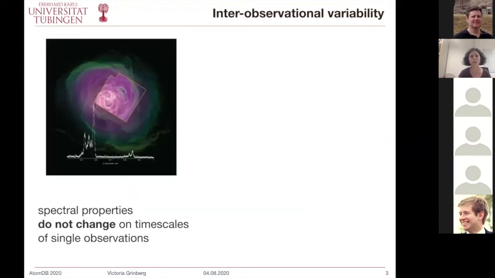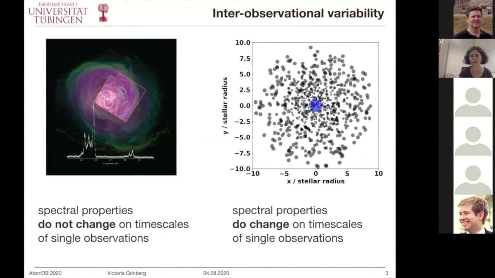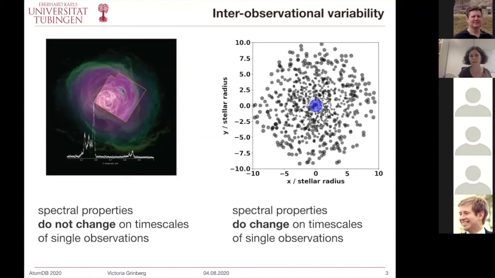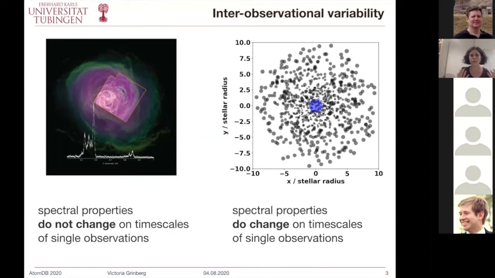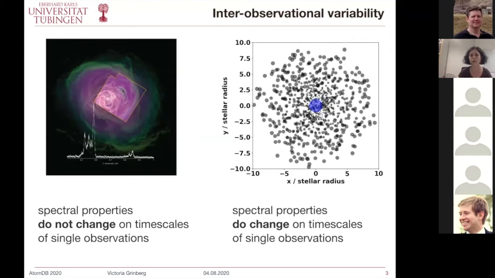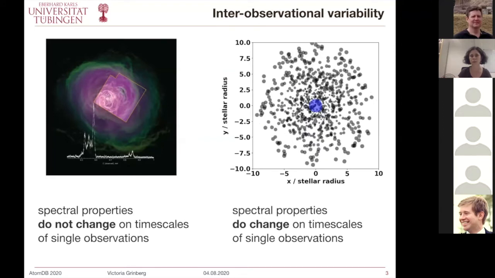So the point is, we've seen this amazing spectrum of the Perseus cluster by Hitomi. And if you have something like a cluster or the IGM, that's super interesting, but it does not change on timescales of single observations. On the other hand, you may have something like this example here. What you have here is a simulation of a star, the blue dot in the middle, and around it a wind, a clumpy wind, a wind that has structure in it. And you can imagine that something like that will change on timescales of a single observation.